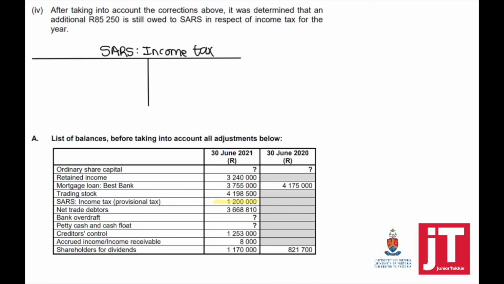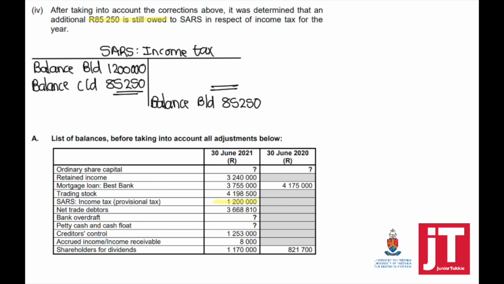Adjustment number 5. After taking into account the corrections above, it was determined that an additional 85,250 is still owed to SARS in respect of income tax for the year. Which means if I look at SARS income tax, that is my provisional tax payment. Which means that if we still owe 85,250, balance brought down means balance carried down.